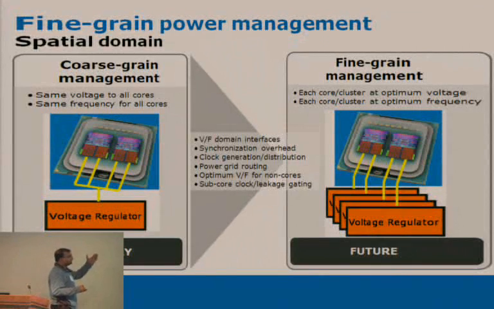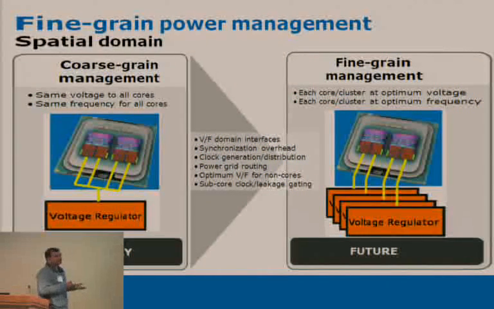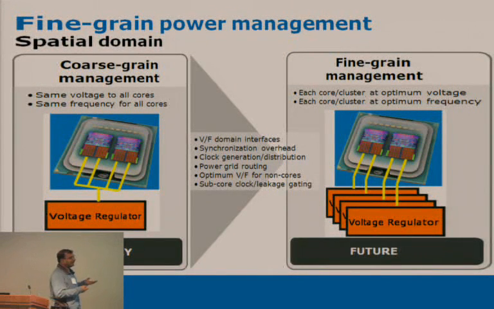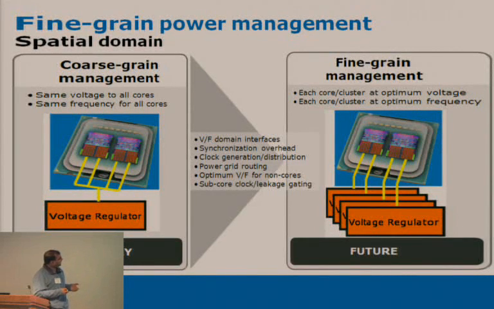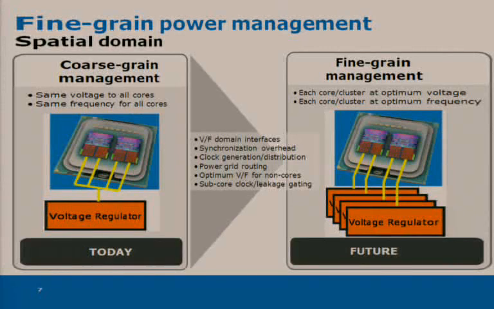Of course, you want to do it on a spatial domain also. Often today, all the cores share the same voltage and frequency, which is not the right thing, because when you're running a heterogeneous workload, some cores could be shutting down, or some cores could be running slower, others could be running faster without impacting user experience. So you want to have ideally each core and cluster running at its optimum voltage and frequency, and even going below, within a core or within the platform itself, we want to do more of that.